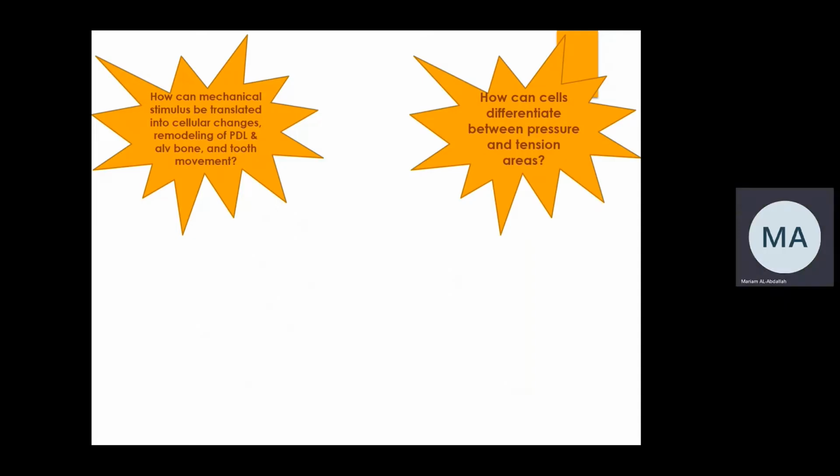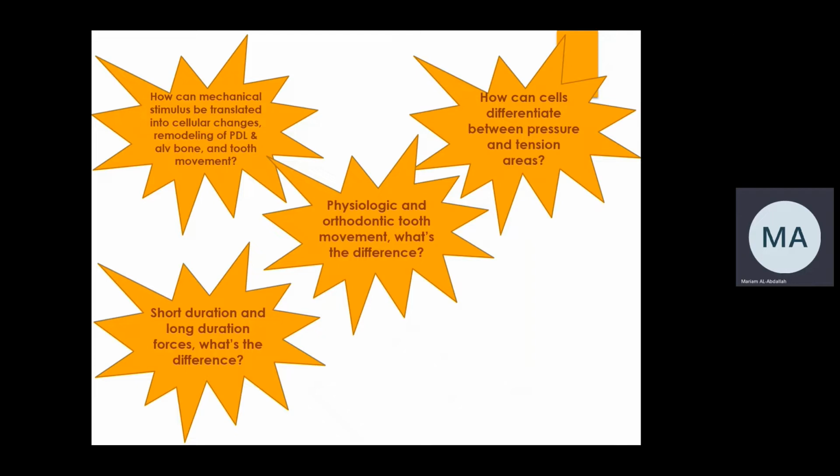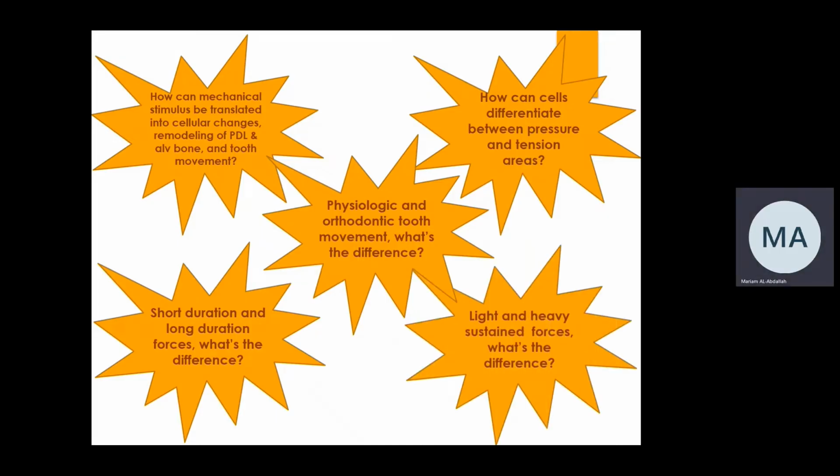These are a few questions to get you started. How can the mechanical stimulus that is applied to the tooth be translated into cellular changes, and then end up remodeling the periodontal ligament and alveolar bone, and then end up causing tooth movement? How can cells tell the difference between the pressure and tension areas and respond differently? Physiologic and orthodontic tooth movement: what is the difference? Short duration and long duration forces applied to the tooth: how is the reaction different? Light forces and heavy forces, sustained forces in specific: how can this be different in terms of reaction? These are really nice questions to start off with, and we will be answering them in this lecture.